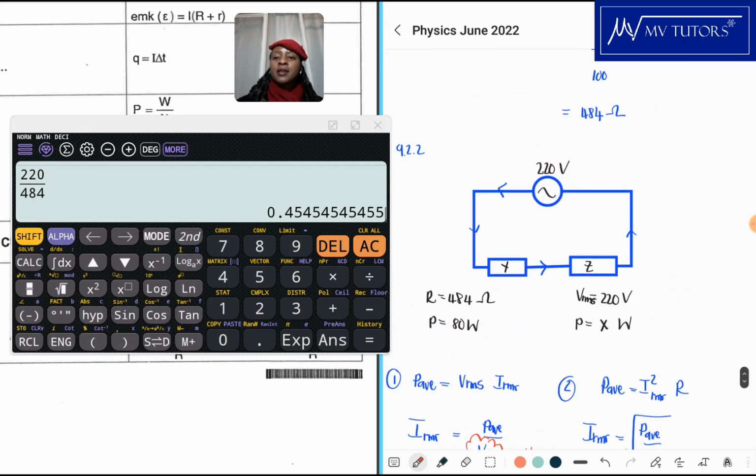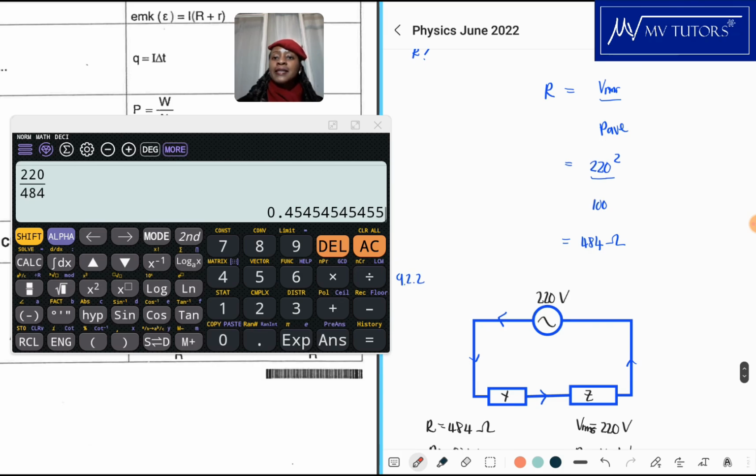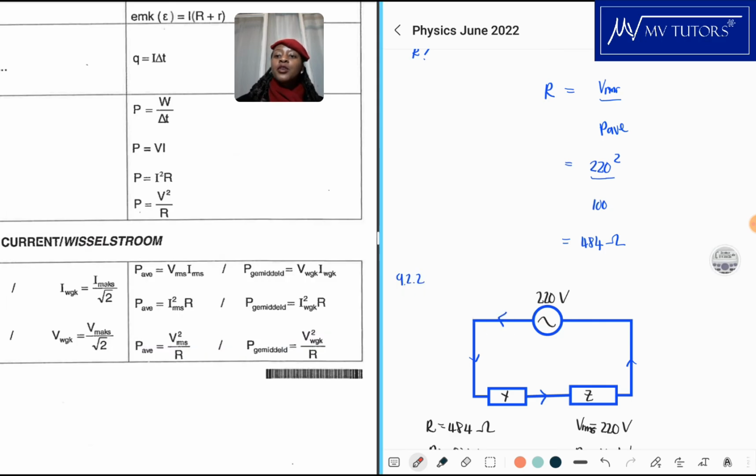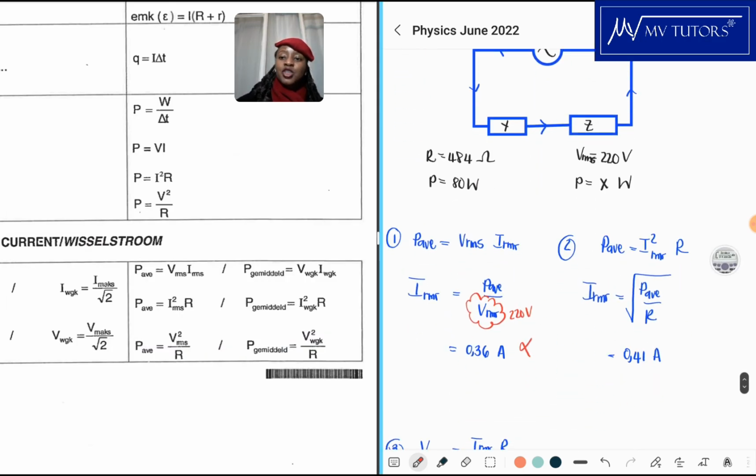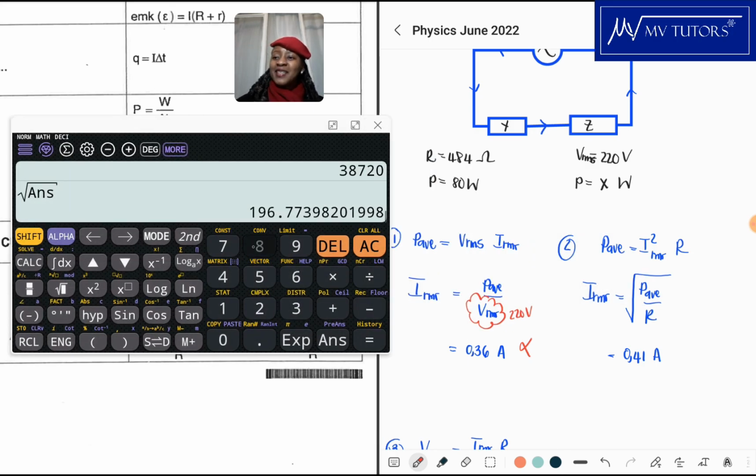And if you want to know what that something else is, you would basically take your R, which is 484, and multiply it by your P average now, which is 80. Okay, 484 times 80, and then you root your answer. So the new one would be 196. And therefore, if you used 196, surely you could have gotten the correct answer. This is me hoping for the best.